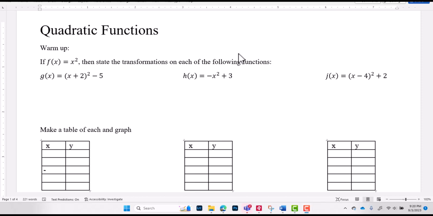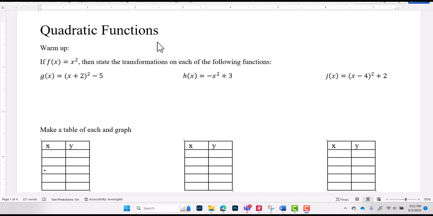In this video, we're going to start talking about some of the properties of quadratic functions. The first thing I have here, if you notice, is comparing the transformations on the x squared function to these transformations here. So the first thing I want you to do is pause the video for a moment and try to note what has happened to these functions as it compares to our original x squared function.